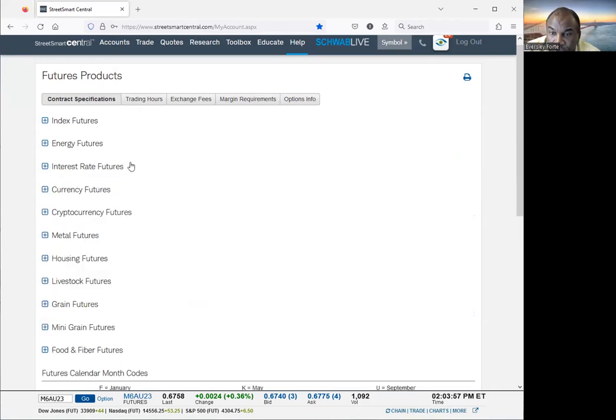I've been trading futures on Schwab since 2006 or 7, and it's gone really, really well. It used to be Options Express, and then Options Express was acquired by Schwab, and then Schwab was acquired by TD Ameritrade. Everyone acquires everyone along the way, but they still exist as separate products, separate entities for trading. So this is Street Smart Central, available at Schwab.